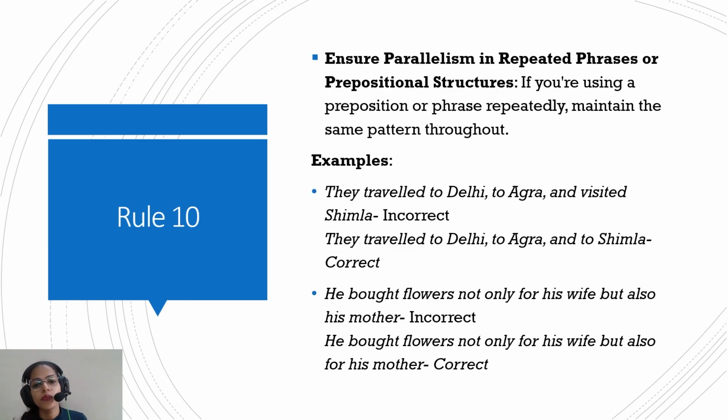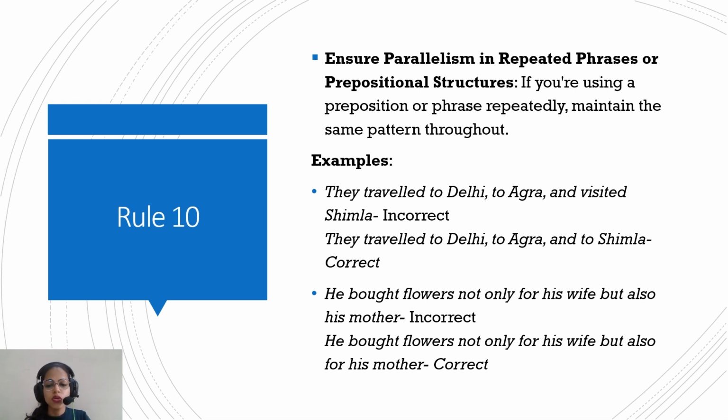Rule 10. Ensure parallelism in repeated phrases or prepositional structures. If you're using a preposition or phrase repeatedly, maintain the same pattern throughout. They traveled to Agra, to Delhi, and visited Shimla. No: to Agra, to Delhi, and to Shimla. Why change the form for Shimla? Keep it the same as Delhi and Agra.